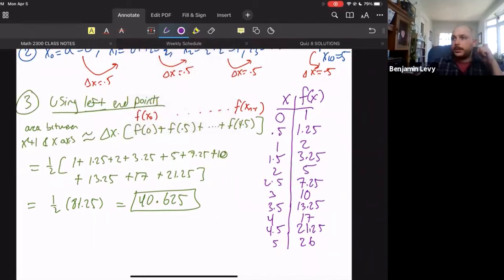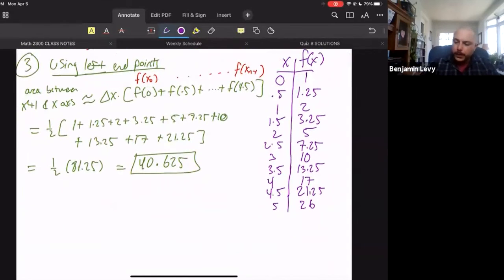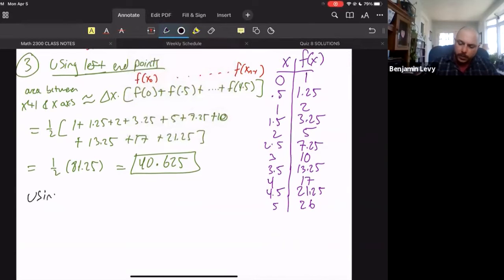We're just going to do the same thing, but with the right endpoints. So the right endpoints is going to be the x1 all the way to the last one. Questions about the notation? Sometimes that's the tricky part. Anything about that at all? Okay. So let's use right endpoints.